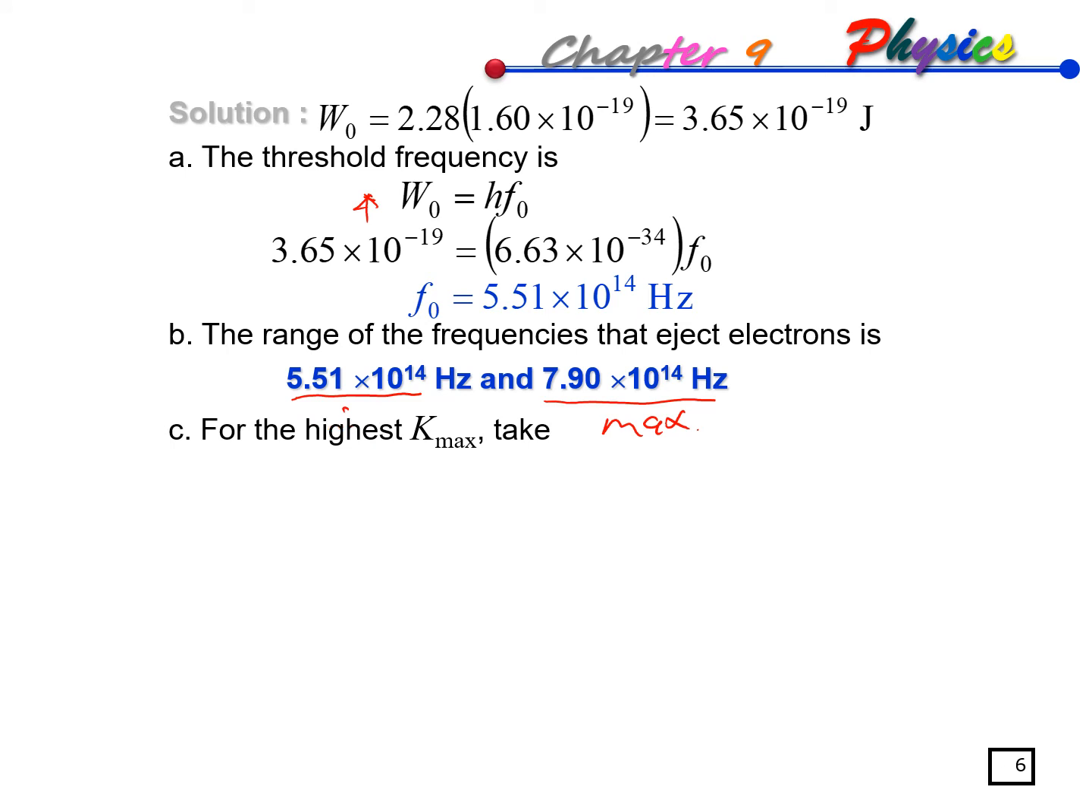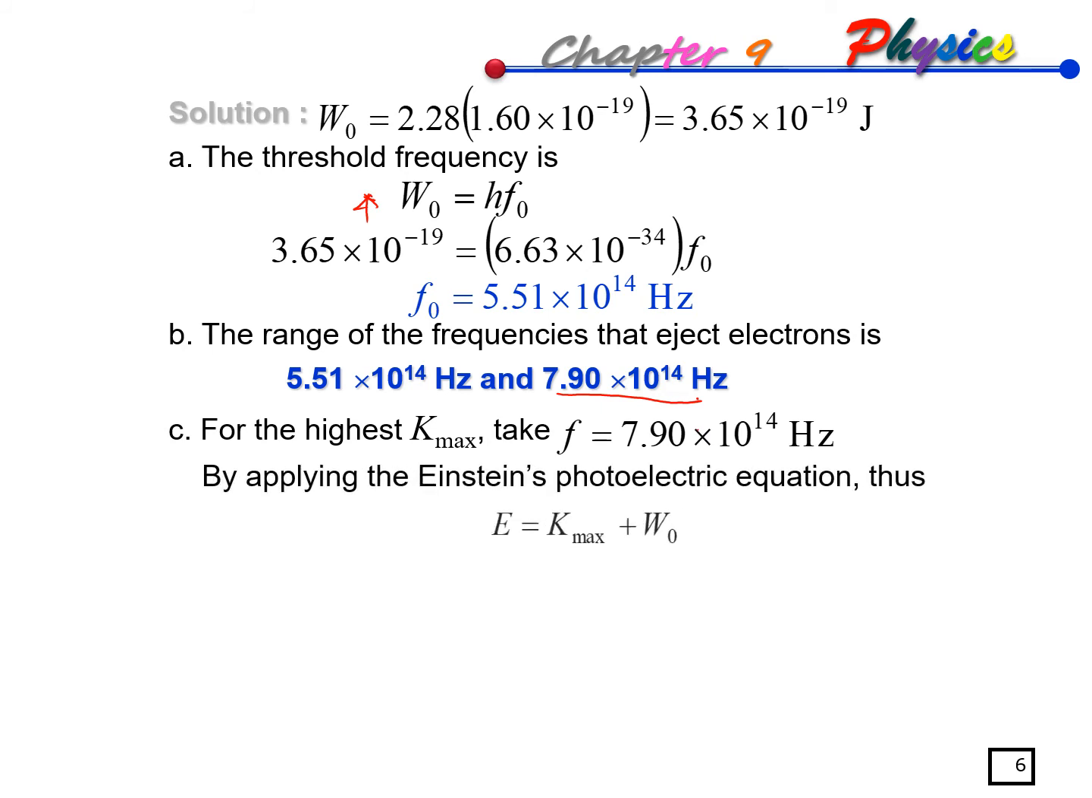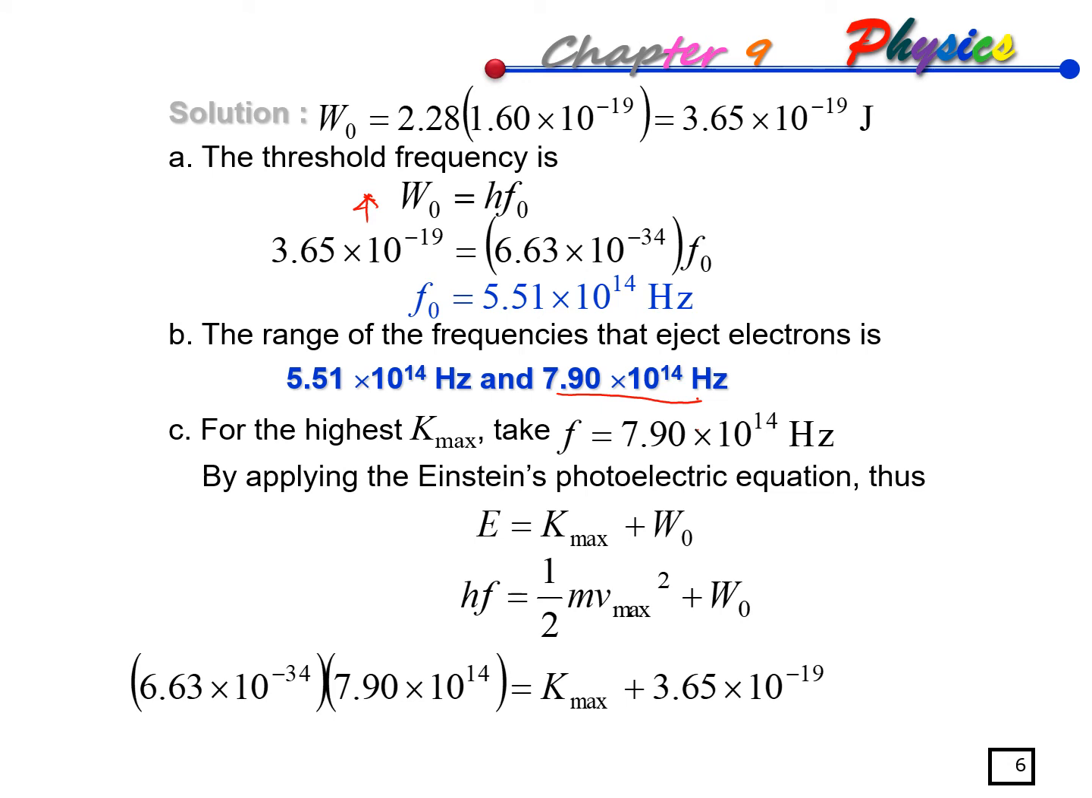For the highest kinetic energy, it will depend on the highest frequency. Since we have the maximum frequency, we will determine the highest kinetic energy based on the maximum frequency. To determine the highest kinetic energy, it is the total energy, which depends on this frequency, minus the work function.